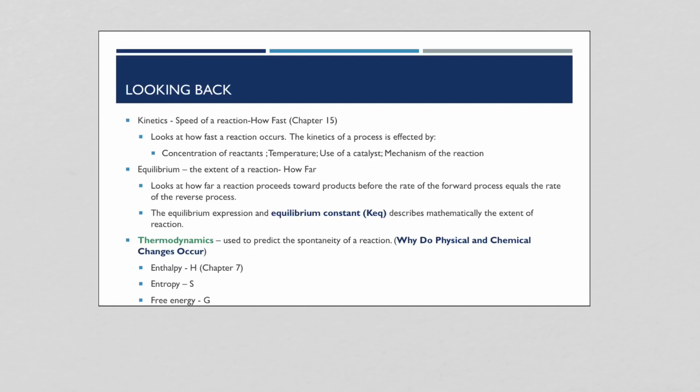Now, in a bigger picture, thermodynamics are used to predict the spontaneity of a reaction, whether a reaction will spontaneously occur. Now, during this, we'll bring up some other thermodynamic quantities, such as entropy and free energy. Now, you probably want to start to review a little bit enthalpy back in chapter 7. We will mention it, we'll bring it up, we'll use it, but we won't go back and look at the details of that.